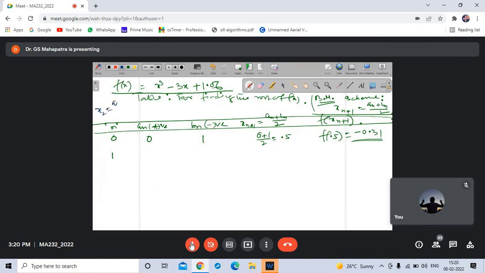So a1 plus b1 by 2. But before that, here it will not change. This one is changed by this one. So 0.5. So what is this one? x2. Now the sum of these two divided by 2. So what is the answer? 0 plus 0.5 by 2. So 0.25. What is f of 0.25?